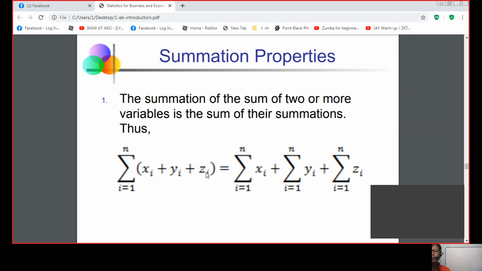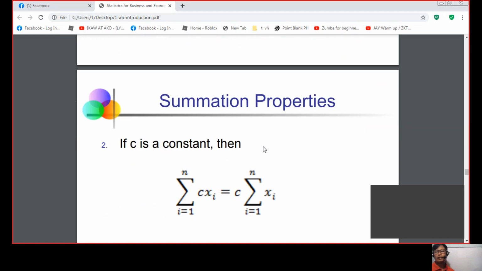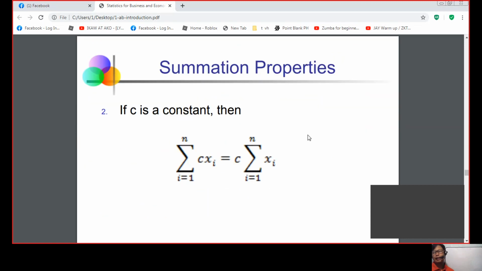So, kung iba-iba yung variables mo, just add them. And okay, now, these formulas. Okay? Second is, if it is a constant. Okay, let's say constant siya.